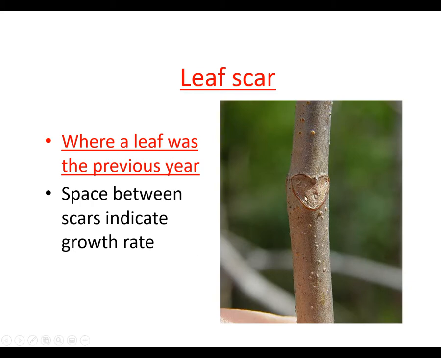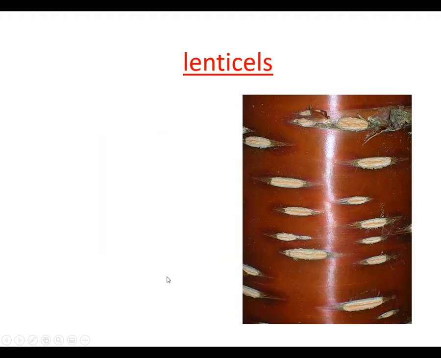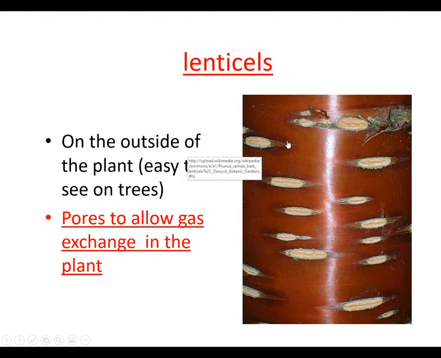Leaf scar is where a leaf was the previous year attached to the plant. So this is where the petiole attached to this plant. And then as the leaf dried and fell off in the fall, it left this little scar, and the spaces between these can sometimes tell you how fast something is growing.